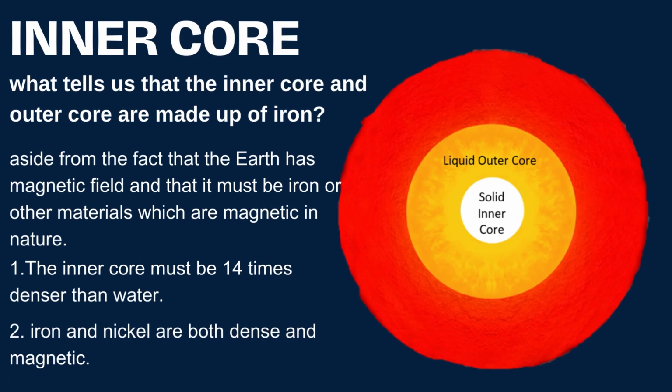What tells us that the inner core and outer core are made up of iron? Aside from the fact that the Earth has a magnetic field, it must be iron or other materials which are magnetic in nature. 1. The inner core must be 14 times denser than water. 2. Iron and nickel are both dense and magnetic.